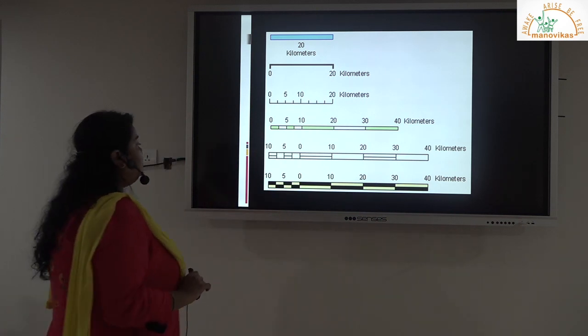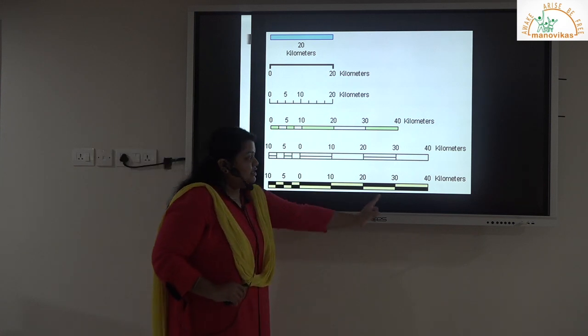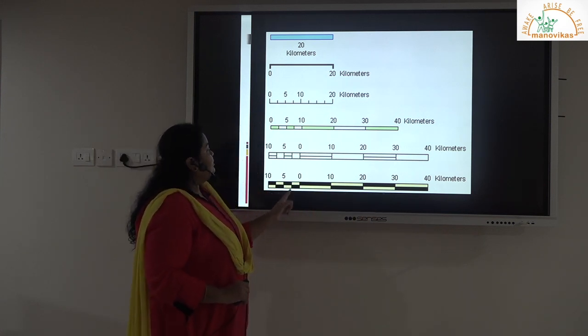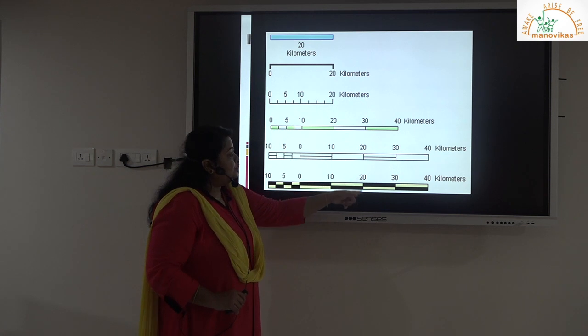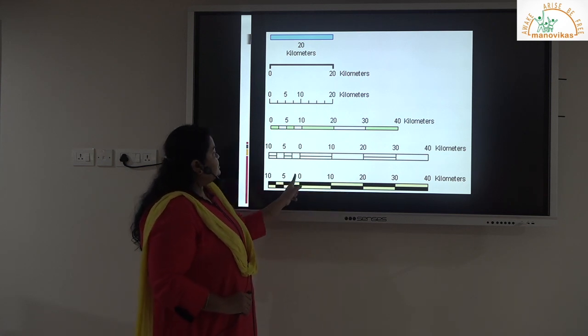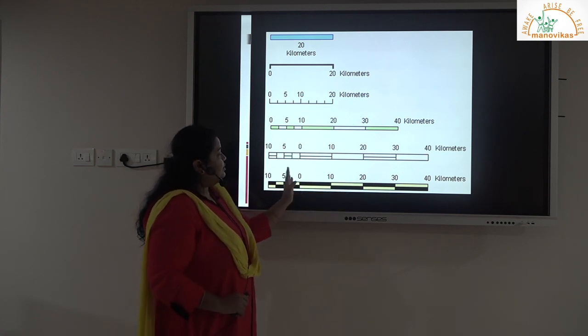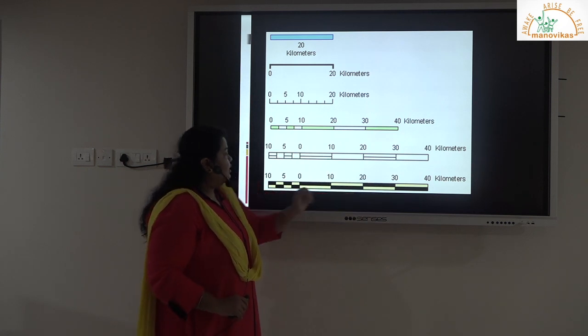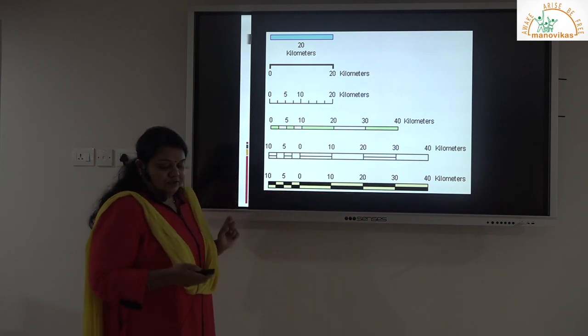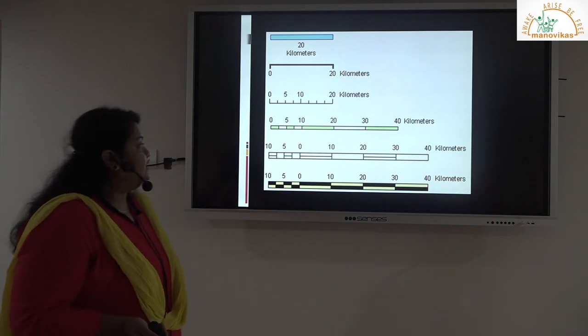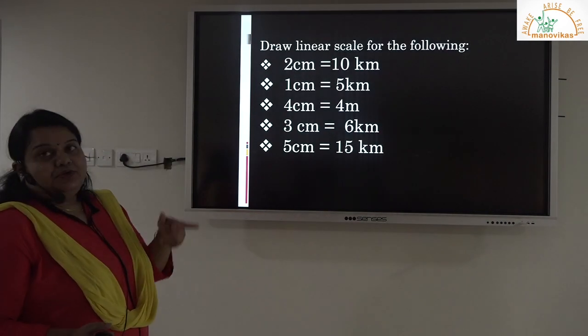Let us check once again. You need to draw a line of 10 centimeter each. Okay, then divide it at a distance of 2 centimeters each. Place 0 after first 2 centimeter, then 10, 20, 30, 40, and then divide it and shade it. So you have to do it for the following examples. 2 centimeters is equal to 10 kilometer.